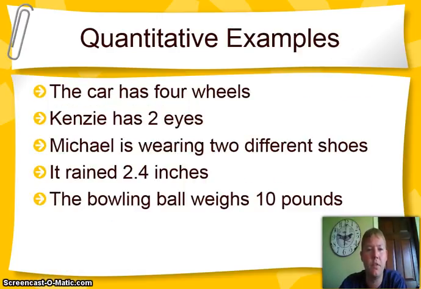Some more examples include: the car has four wheels. Even though it's spelled out, it still is quantitative because it's talking about number of wheels. Kenzie has two eyes. Michael's wearing two different shoes. Not sure why, but he is. It rained 2.4 inches last night, and the bowling ball weighs 10 pounds. Those are all quantitative examples.